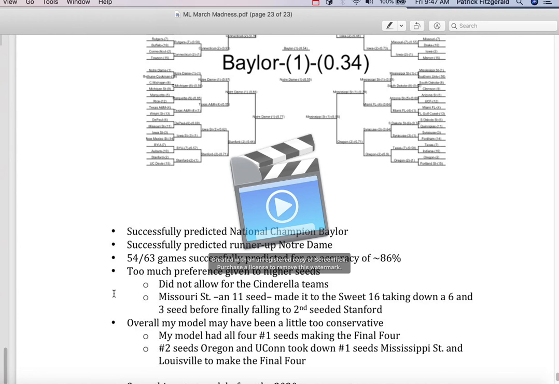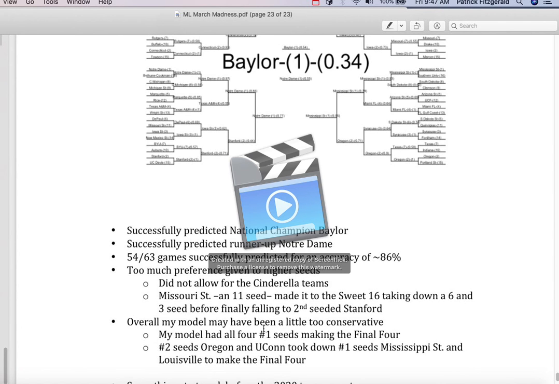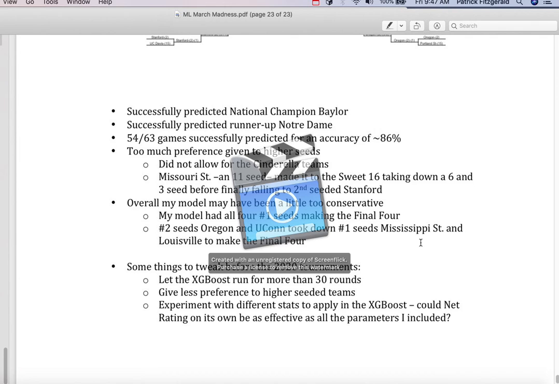Overall, my model may have been too conservative, like I said. I did try to stick to the more conservative side, as I didn't want any major hiccups to come. My model had all 4 number 1 seeds making the Final Four, so maybe a little too much preference was given to higher seeds, as number 2 seeds Oregon and UConn took down number 1 seeds Mississippi State and Louisville in order to make the Final Four in reality. That being said, there's probably some sort of way to get a combination of historical performance in there, as obviously UConn is one of the most successful women's basketball programs in history, so that would be something to look to, just sheer experience factor basically.